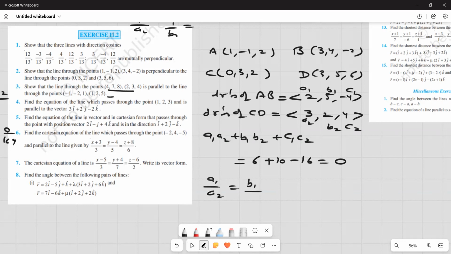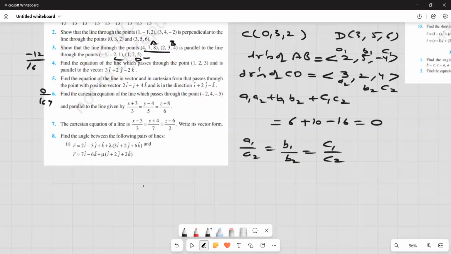Here again find out the DRs and check whether A1 by A2 is equal to B1 by B2 is equal to C1 by C2, because they are asking whether they are parallel. Okay. So what are the DRs of, if I take this as A, this as B, this as C, this as D? What are the DRs of AB? DRs of AB, that is 2 minus 4, minus 2; 3 minus 7, minus 4; 4 minus 8, minus 4.